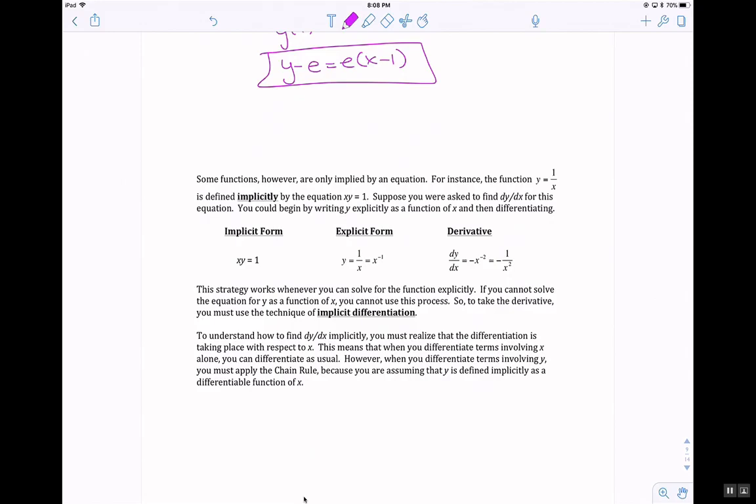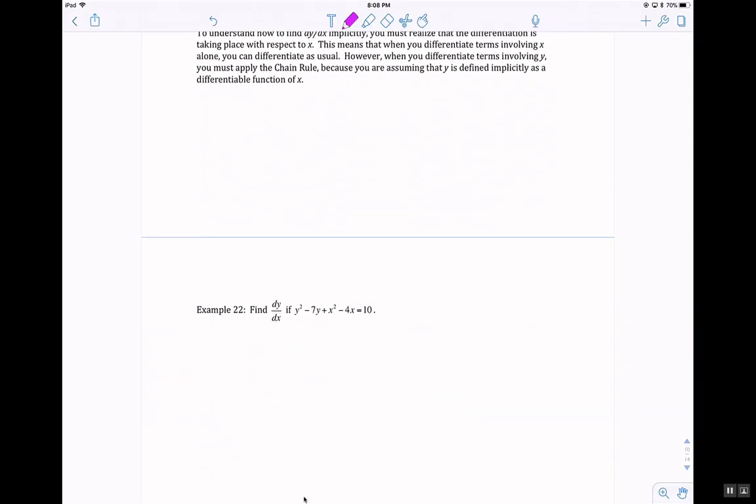So then we could talk about implicit differentiation. Remember, implicit differentiation means that anytime we take the derivative of y, we write dy dx. And remember, implicit comes from chain rule. So if I want to find dy dx for example 22, take the derivative of y squared, which is 2y dy dx. Derivative of negative 7y is negative 7 dy dx. Derivative of x squared is 2x. Derivative of negative 4x is negative 4. And then that's equal to 0.